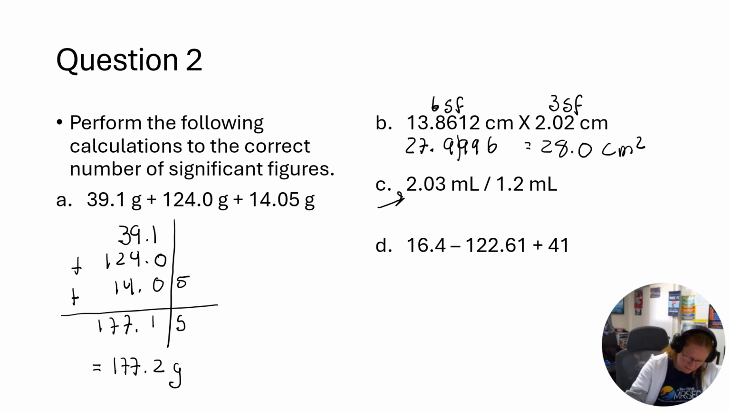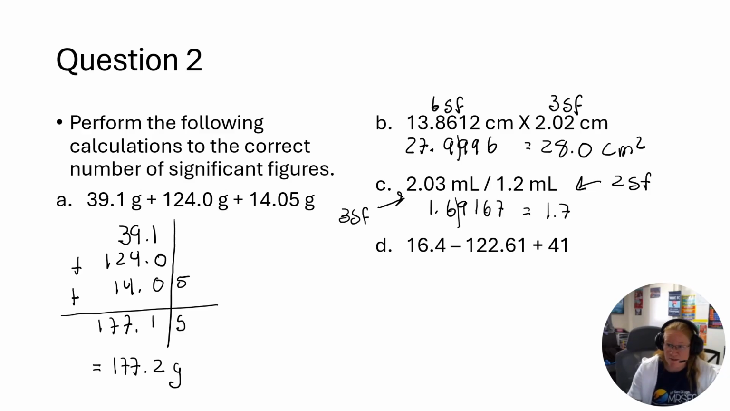So here I have 3 sig figs. Here I have 2 sig figs. So what's less, 3 or 2? 2. So we'll be limited to 2 sig figs in this one. So when we do the division, we get 1.69167. So we have 2 sig figs, so we'll cut it there. So we'll get 1.7. Now milliliters divided by milliliters cancels out the milliliters. So this is a unitless answer there.